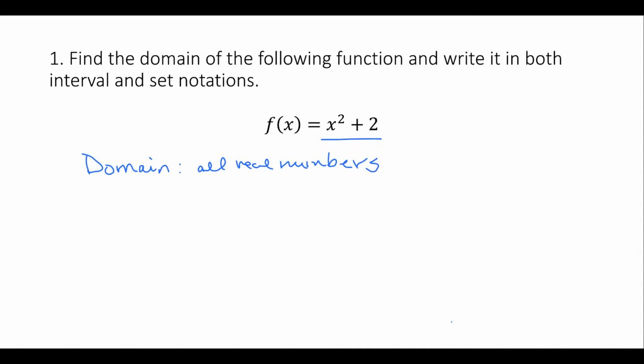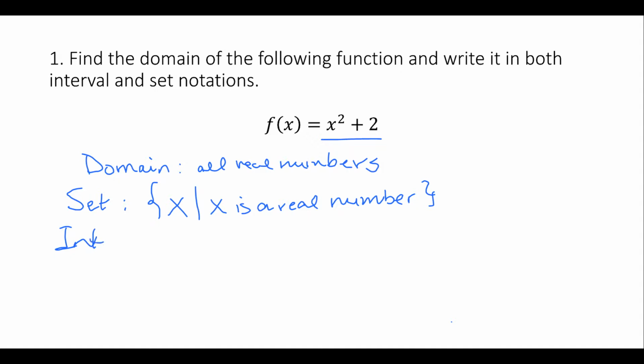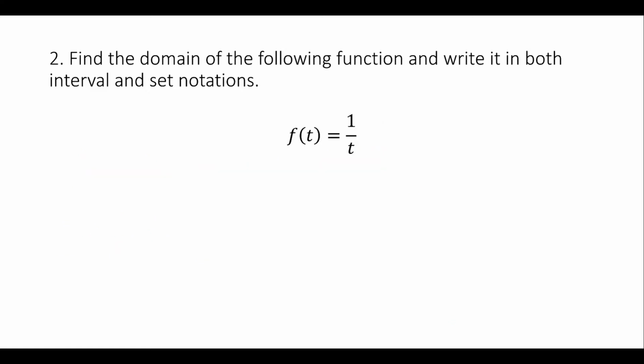And we need to show that in two ways. We need to write that in set notation. So to write that in set notation, we're going to look at all those numbers x such that x is a real number. And then to write it in interval notation, we write negative infinity to infinity to show all real numbers.